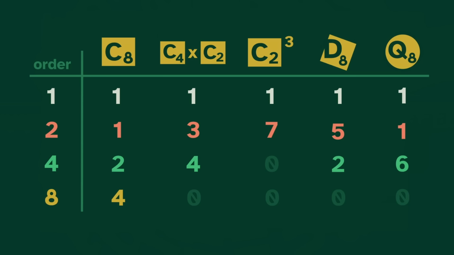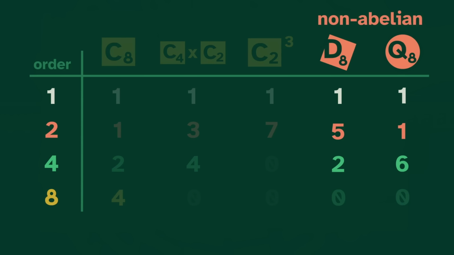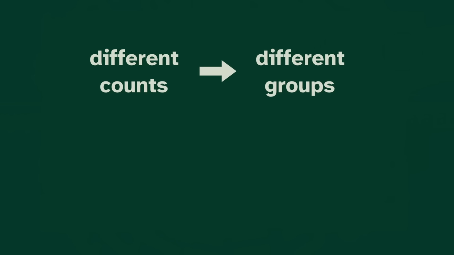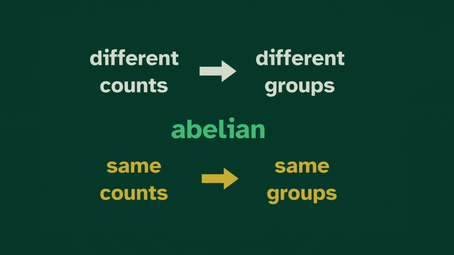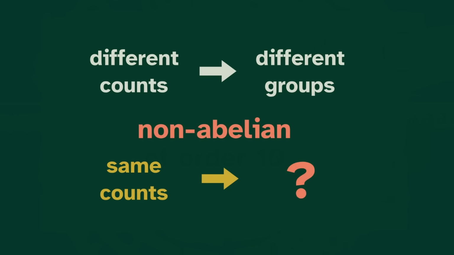But we have to be careful with non-abelian. If groups have different counts, they must be different groups. But what if they have the same counts? If they're abelian, they will be the same. But if they're non-abelian, we can't be so sure. They might still be different.